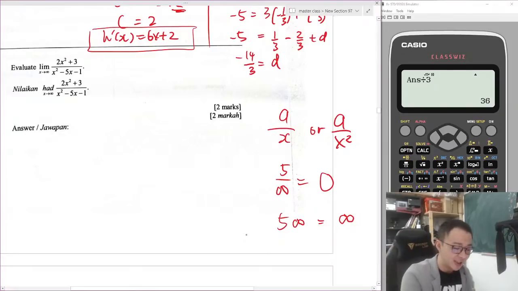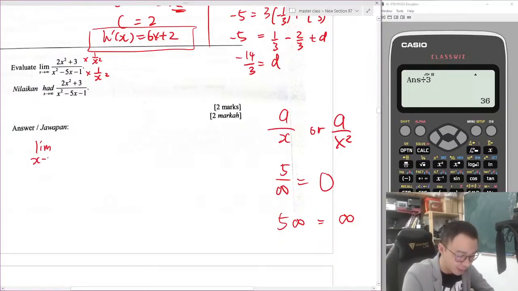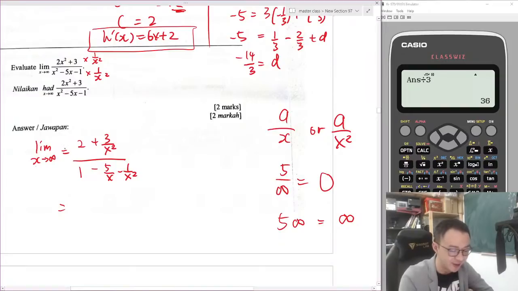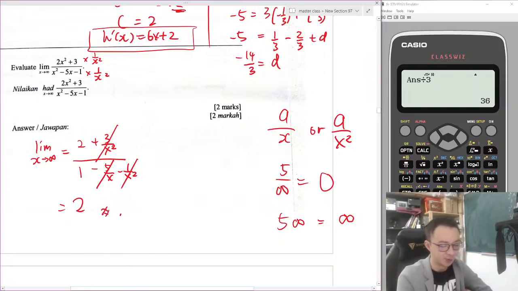So therefore, the easiest idea is we multiply 1 over x squared for both numerator and denominator. Alright, so the numerator becomes 2 multiplied by 1 over x squared, we get 2. This one is 3 over x squared, over 1 minus 5 over x minus 1 over x squared. Then we know when x is infinity, whatever over x or x squared will become 0. So this one becomes 0, this one becomes 0, this one becomes 0. So the answer will be 2.